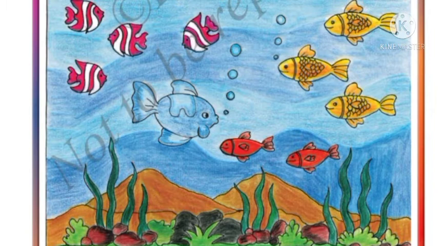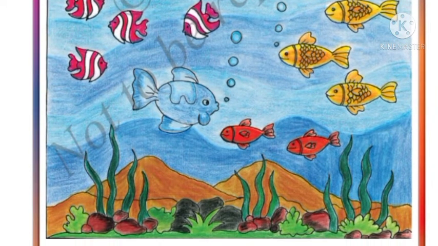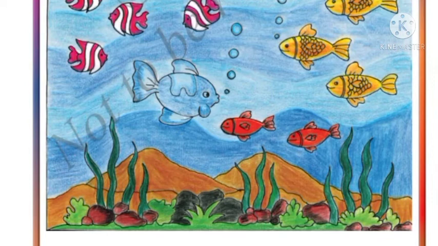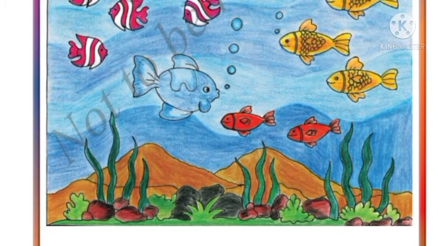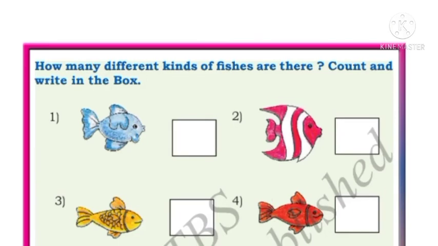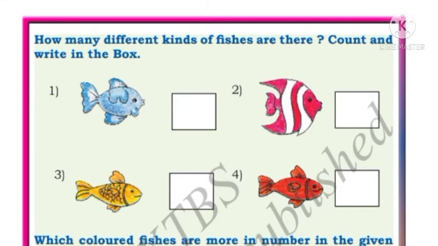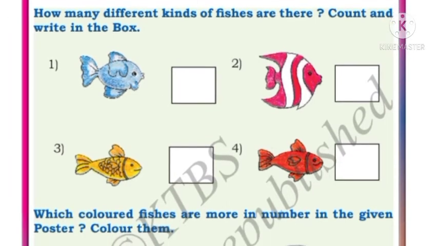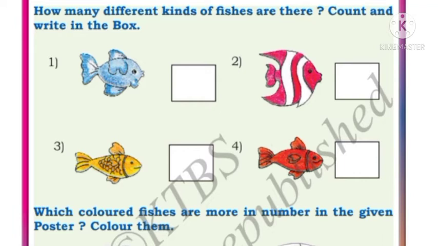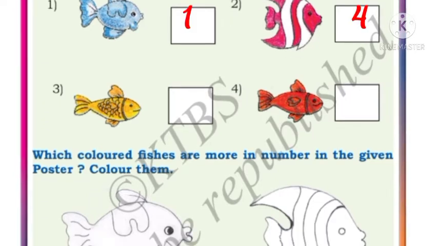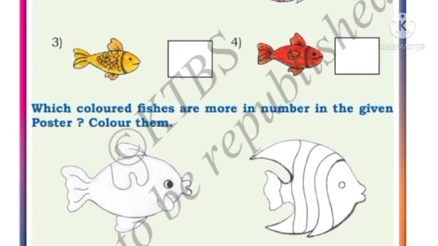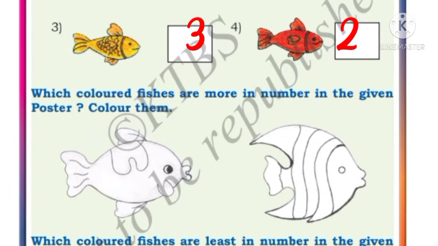So children, have you observed this picture carefully? After studying this picture, we will answer some of the questions which are given here. Now tell me, how many different kinds of fishes are there in that picture? There are 4 different kinds of fishes, right? Blue, red and white, yellow and red. Now count and write in the box children, as we have counted. Blue color, how many fishes were there? 1 fish. Red and white, 4 fishes. Yellow color, 3 fishes. Red color, 2 fishes, right?